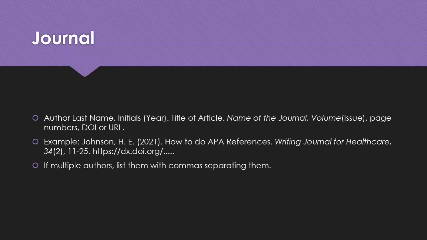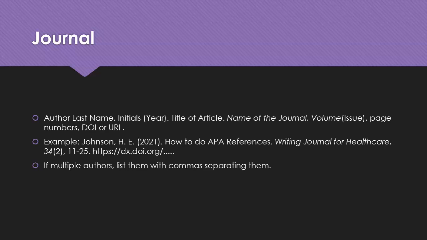One of the most common types of citations or references you'll need to do is a journal. As you know, many of your assignments ask you to look up journals on either the American Journal of OT or OT Practice Magazine. So, with a journal, you want to use the author's last name, their initials, the year, and the year goes in parentheses, the title of the article, the name of the journal, and then the volume number, the issue number, the page numbers, and your DOI or URL address.